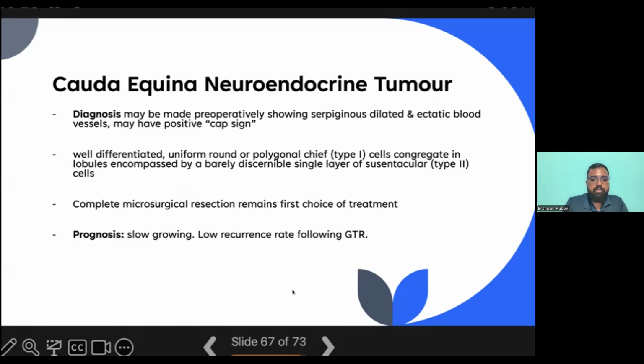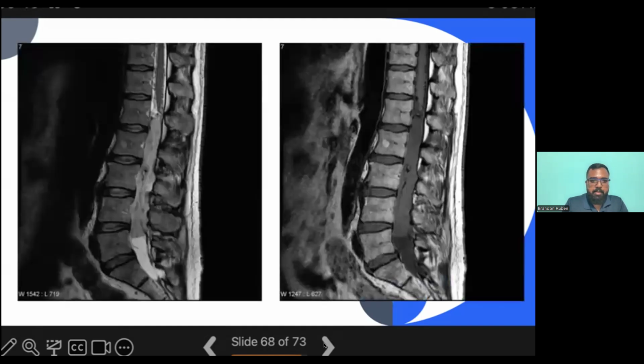Complete microsurgical resection remains the first choice of treatment. As for prognosis, they are slow growing and have a low recurrence rate following gross total resection. Images on the left show a large intradural mass which occupies much of the lumbar canal below the tip of the conus, with evidence of bone remodeling. It is slightly hyperintense on T2-weighted image and isointense to cord on T1, with very large flow voids. The mass is associated with very large serpiginous flow voids, both related to the mass as well as on the surface of the conus.